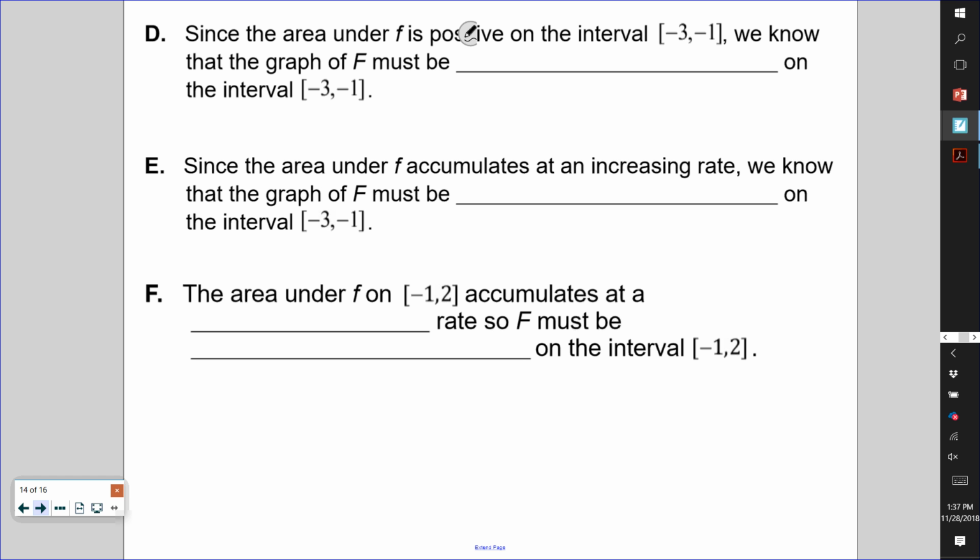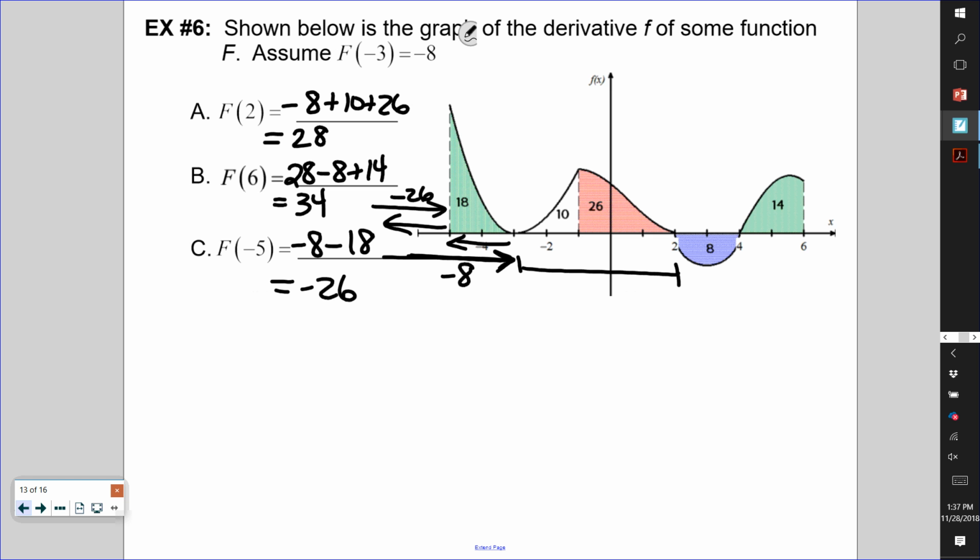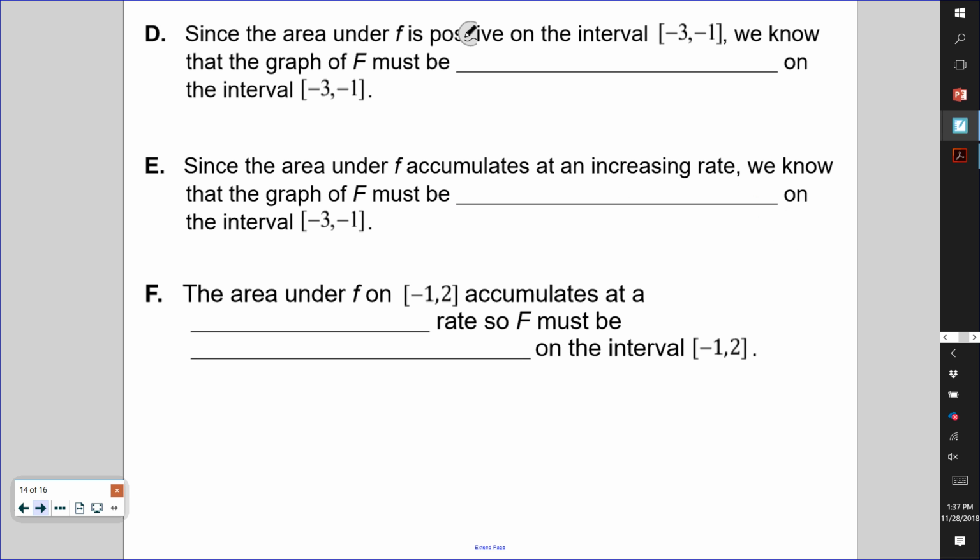Okay, since the area under F is positive from negative 3 to negative 1, so if we look at the graph from negative 3 to negative 1, that's from here to here. It's definitely positive. So what does that mean about capital F? It's increasing. Exactly. This is its derivative. I have to know that, right? This was the derivative. So therefore, F has to be increasing there.